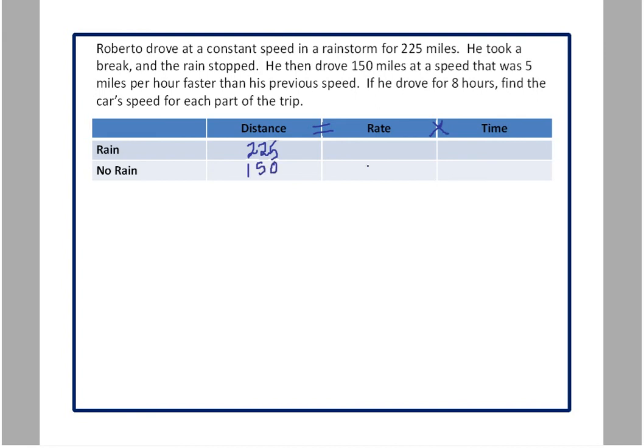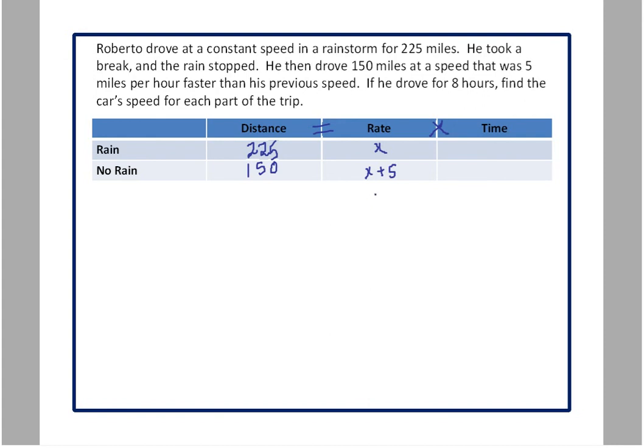Now the rate is their speed. The only thing we know about their speed is that with no rain, it was 5 miles per hour faster than with rain. So if we let x be how fast Roberto drove with rain, then we just add 5 to that for without rain. So we have x and x plus 5.